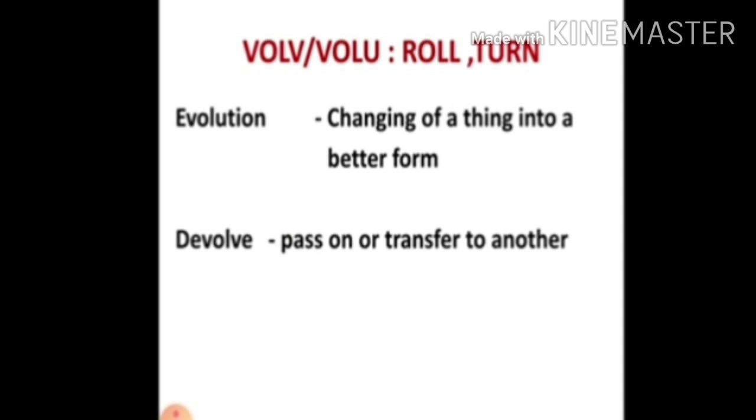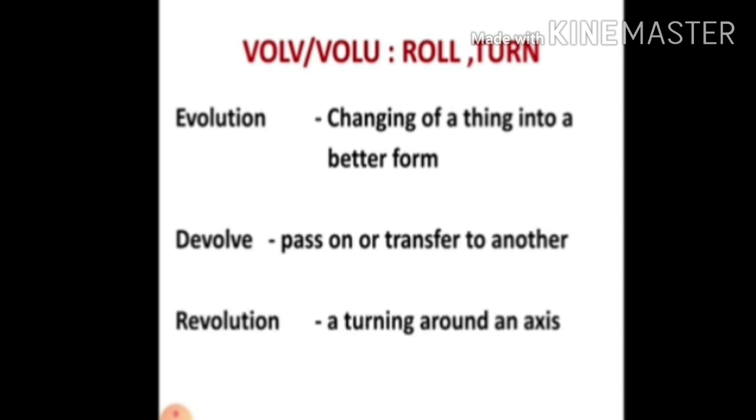So remember that devolve is a combination of D plus volve. Volve actually means turn, and D is down. It is turning down. That means it is coming from somebody else to you. Okay, fine. Next. So revolution, it's an easy word, doesn't really require any explanation here.